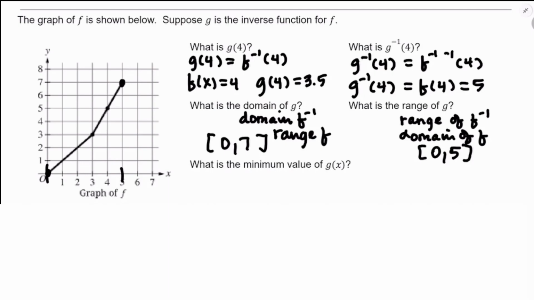All right, what is the minimum value of g of x? Well, it's probably the least value on the range. Okay, the range of g is 0 to 5, so that would be 0. That would be the minimum value. I'm just going to leave it at that.